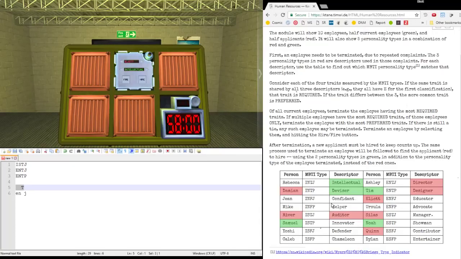Now we're looking for who has the most matching preferred. We want to match ENTJ. We know they're going to at least have one thing in common. Samuel is an ISTP. He only has 1 in common. Noah is an ESTP. He has 2 in common, the E and the T. Tim is an ENTP. That's 3 in common, ENT. So that is the most we have. So Tim is who we're going to fire.